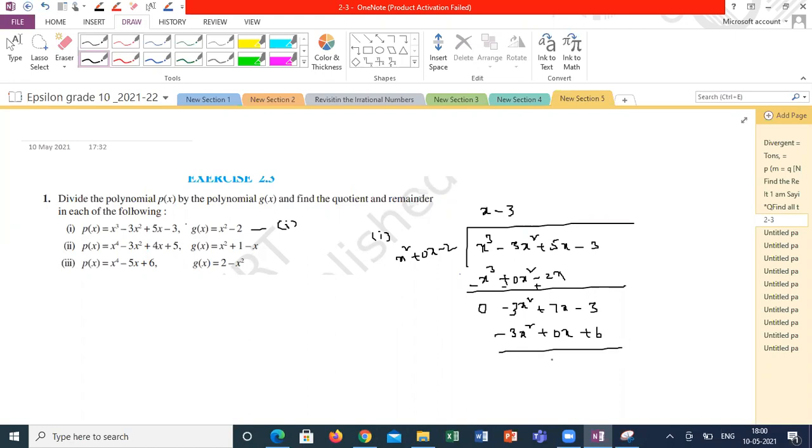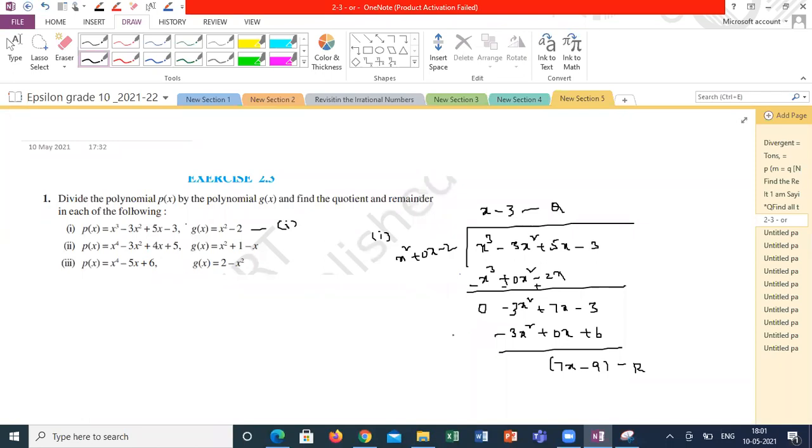What is the answer? You said x minus 3 is the quotient and 7x minus 9 is the remainder. This is the quotient and this is the remainder. Yes, sir.